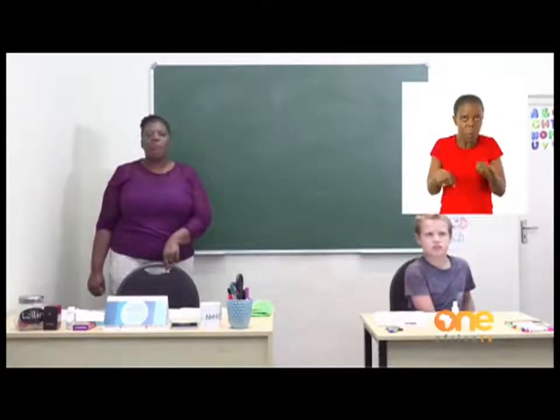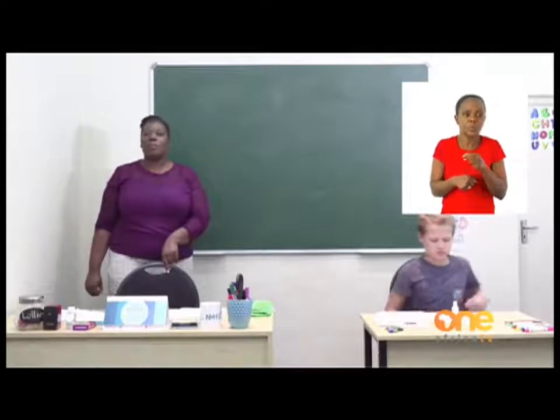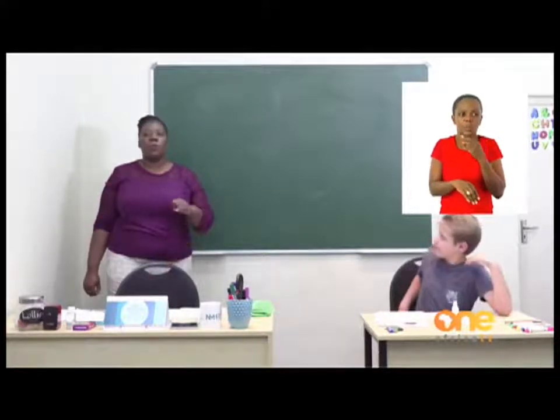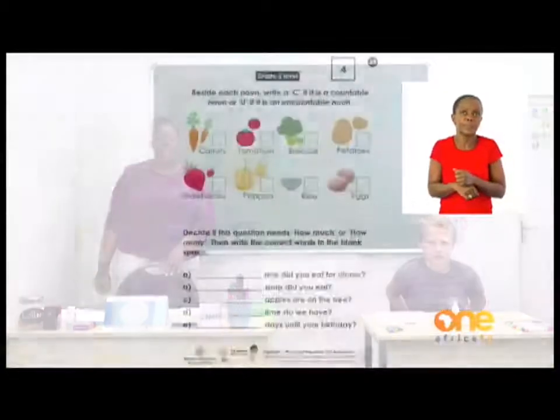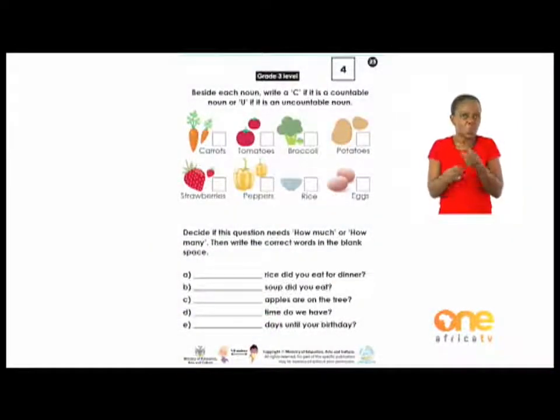For example, tomatoes. We can count tomatoes. We can count 1, 2, 3 tomatoes. And uncountable nouns are nouns that we cannot count. For example, sugar. Sugar in a bowl, we cannot count how many sugar there are. So those are uncountable nouns.